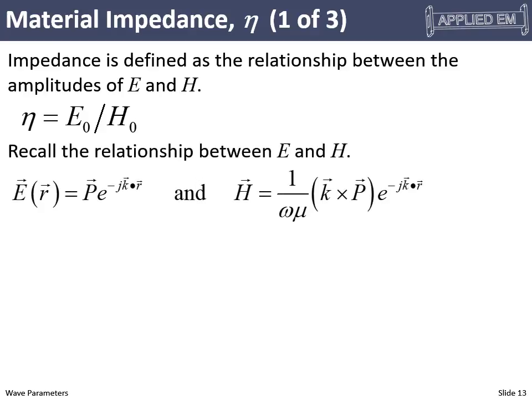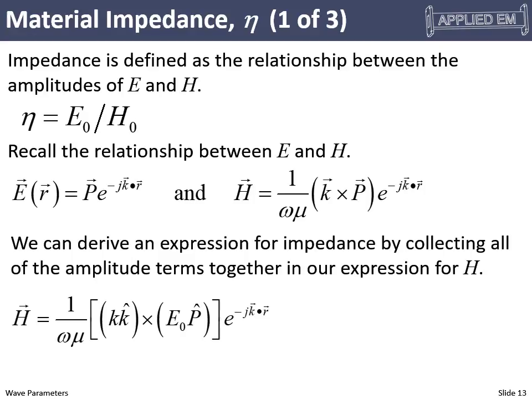So if we want to derive an expression for this, we will go back to our expressions for the plane waves, determine the amplitudes of these quantities, divide them, and then we'll have an expression for the impedance. Well, the amplitude for the electric field is rather easy. The amplitude for the magnetic field is not so easy, so let's look a little bit deeper into that.